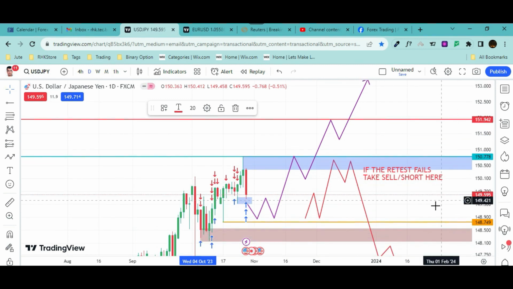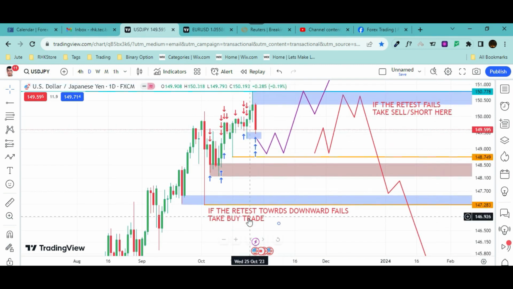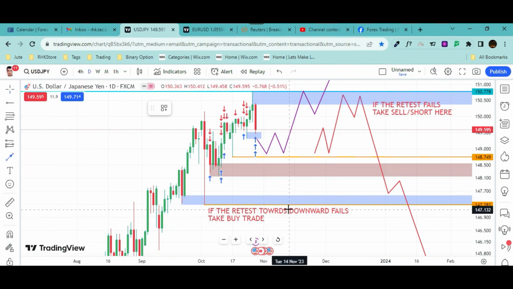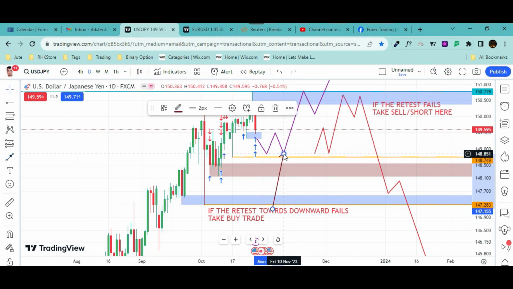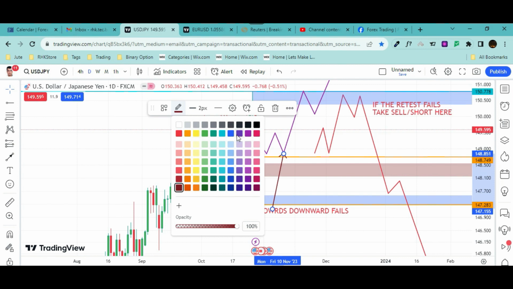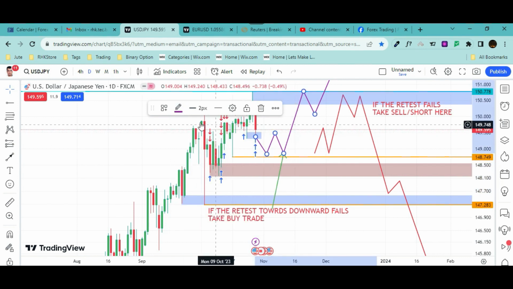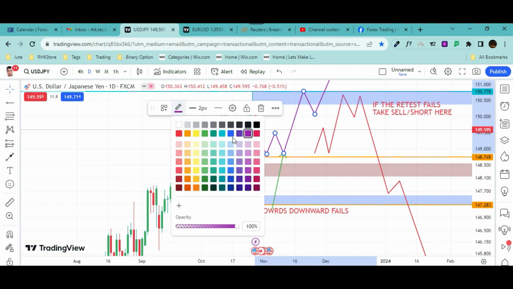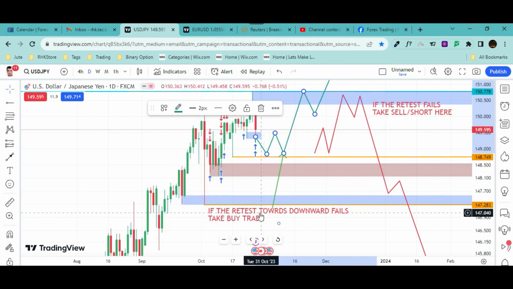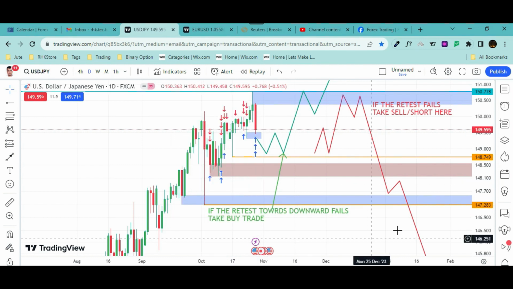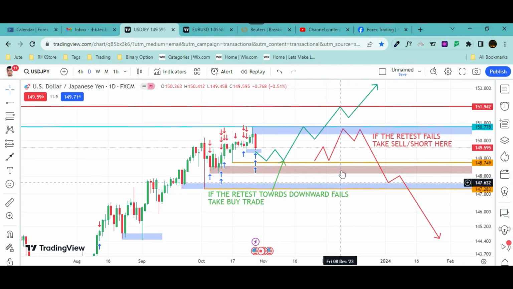Let's increase it a little, and the plus should be something like this. This is the place you can take the trade if it fails. Let's make it green so we can understand what is happening. Green, and this one is also green, and this one is green. So these are the basic things.